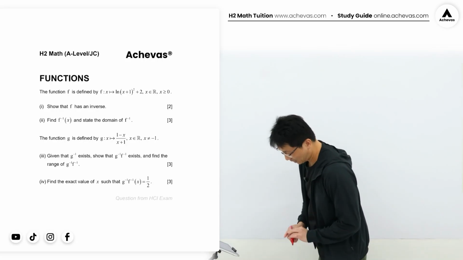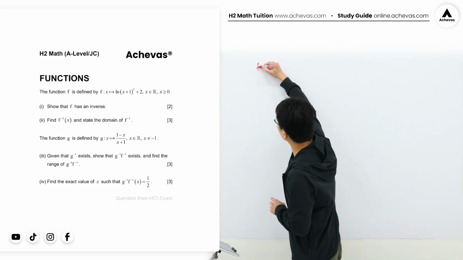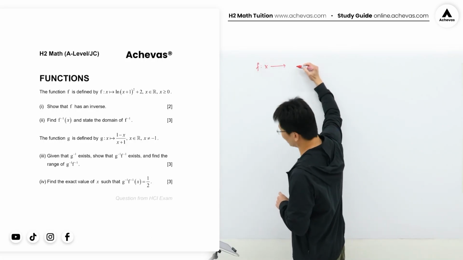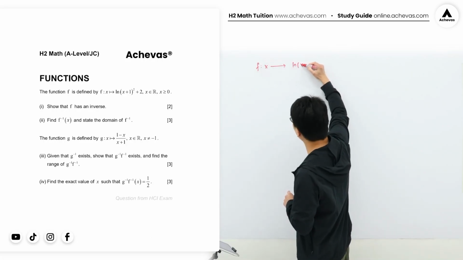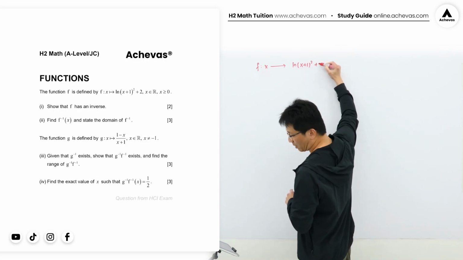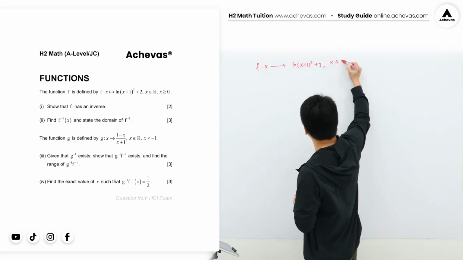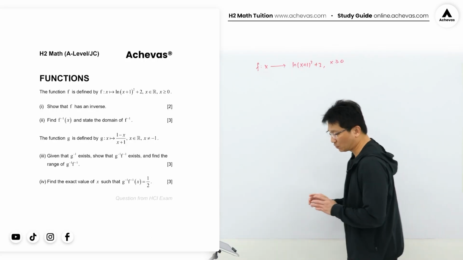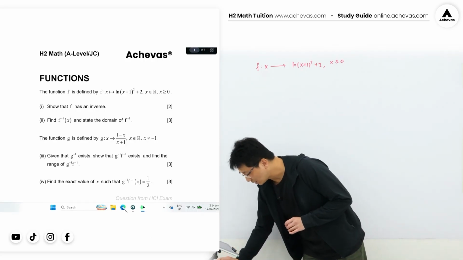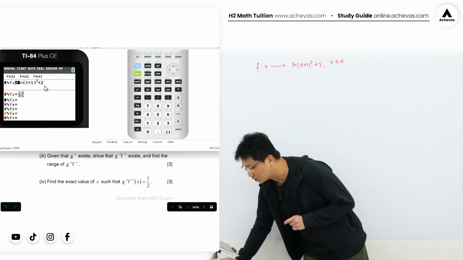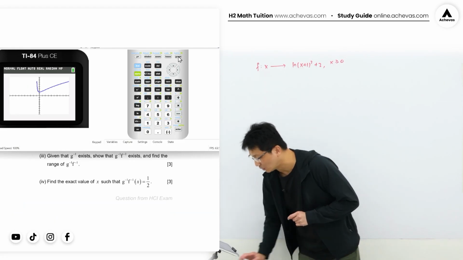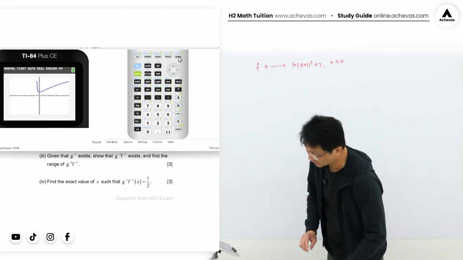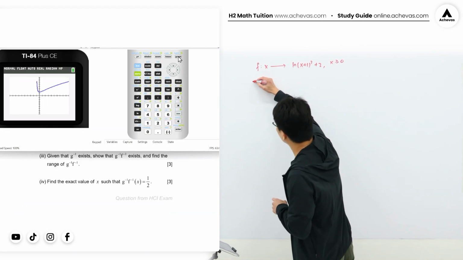Let me just write down the expression first. We have f(x) is equal to a ln((x plus 1) squared) plus 2, and the domain is given to us to be x greater or equal to 0. We're going to sketch out this graph using our GC. I've already keyed in the equation, and when we graph it, it will look like this. So we're just going to sketch this out at the side here.